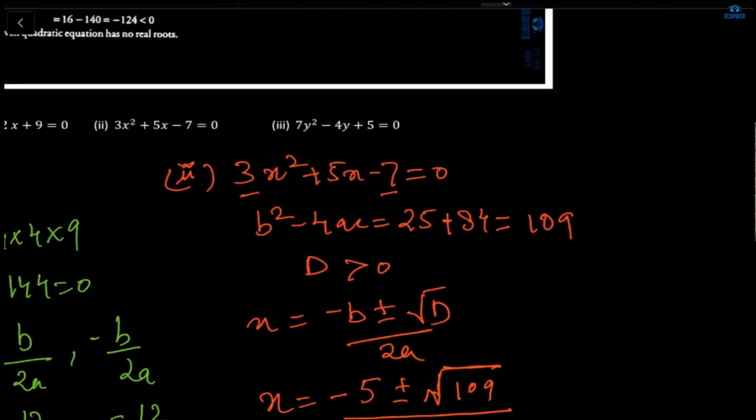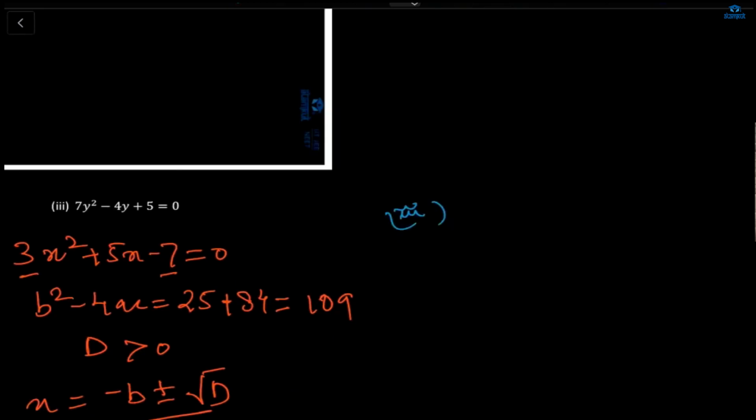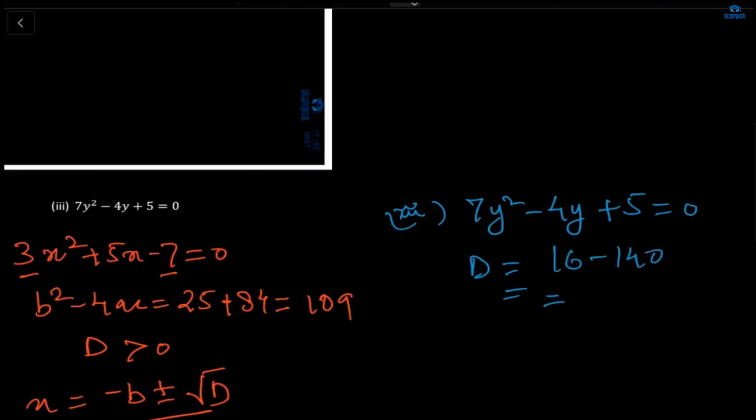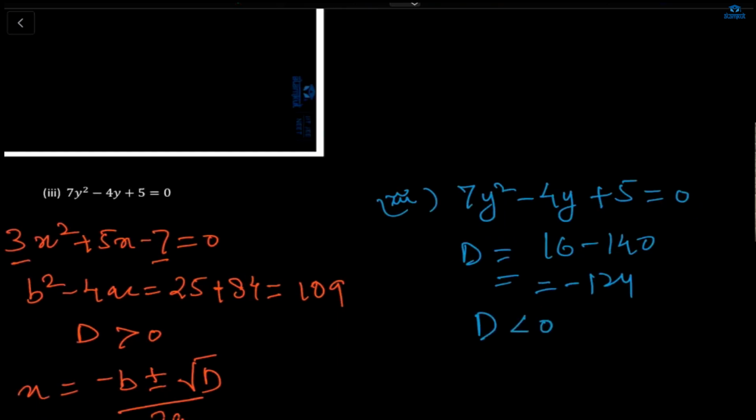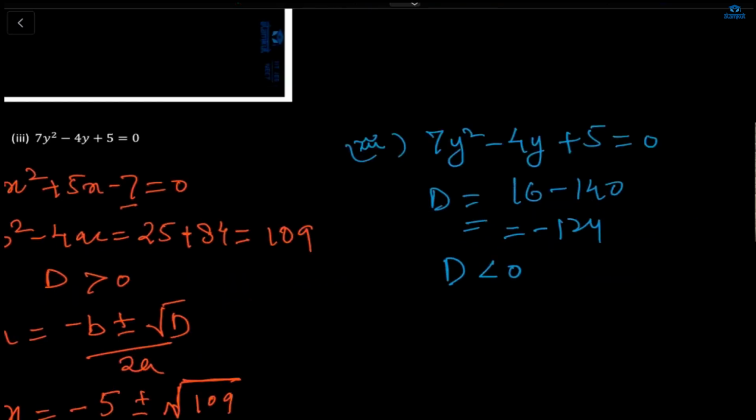The third one is 7y square minus 4y plus 5 equal to 0. Ma'am, d is 16 minus 140. So d is minus 124, which is less than 0. So imaginary roots exist. We cannot find the roots, because the roots are imaginary, not real, so you are not going to solve further.